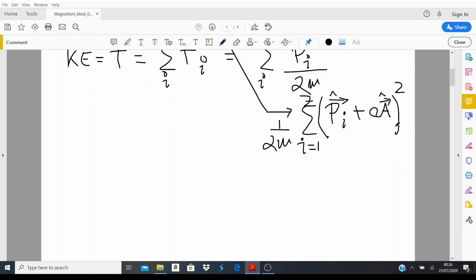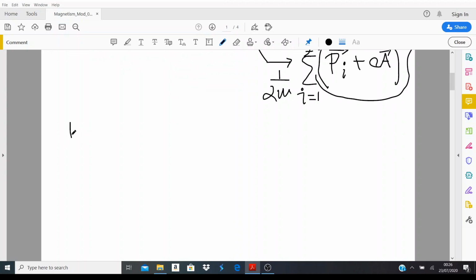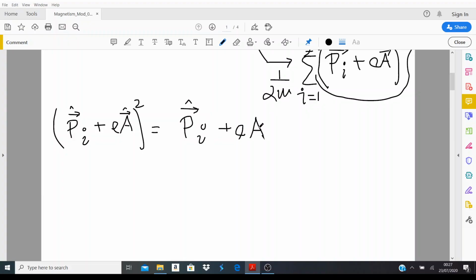Now look at this quantity, right? We have some sum and this quantity. Let me evaluate the quantity here. So this is Pi plus Ea, squared. It means we need to dot this with itself, right? The dot product of the vector. So we have Pi plus Ea dotted with Pi plus Ea, right?